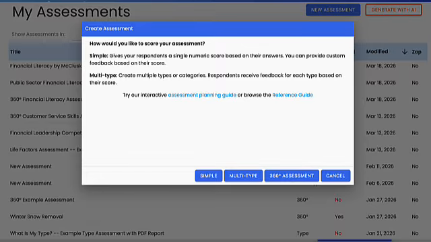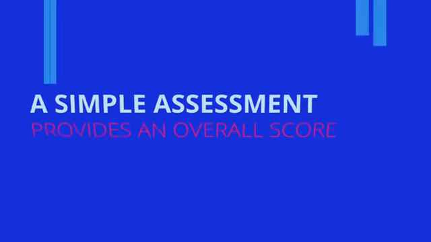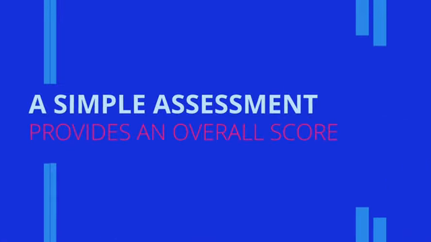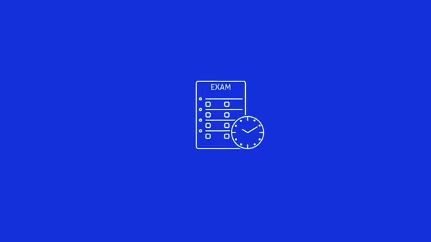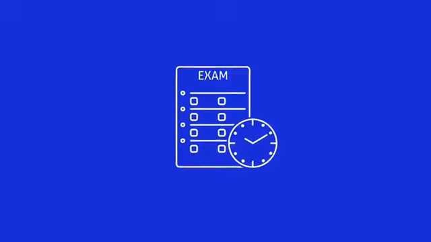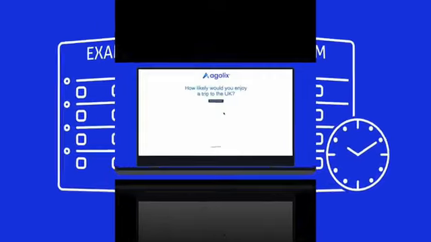So let's dive in. For our first scoring model, we have a simple assessment. A simple assessment provides an overall score. This can be compared to a school test. For example, an assessment can ask, how likely would you enjoy a visit to the UK? And the answers can be scored out of 100%.